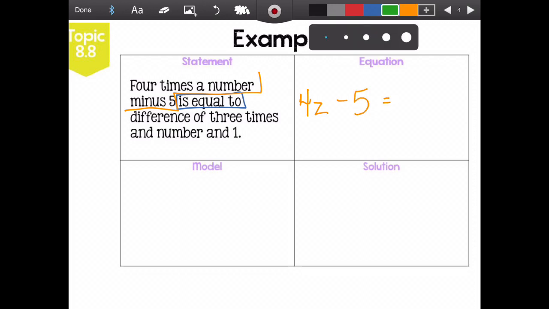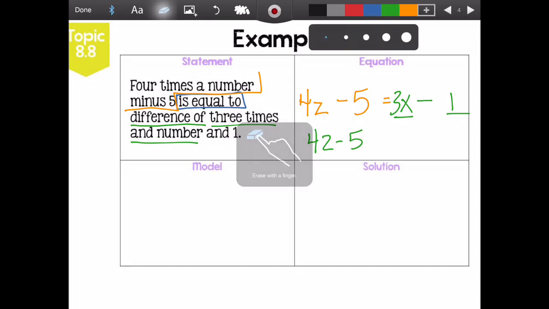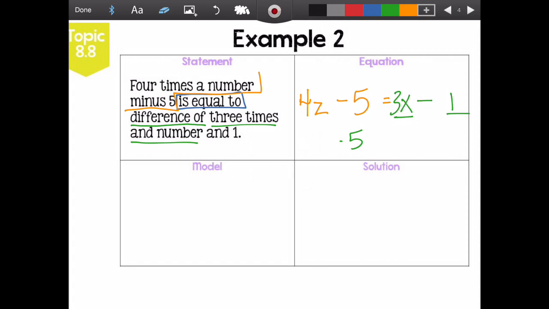and now I'm going to look on the right side, the difference. I know I'm going to be subtracting the difference of 3 times a number, so I know that's 3 times a number, and 1. All right, so my equation is 4z minus 5. Oh, you know what? I'm going to change this variable, guys, because I don't want it to get confused with a 2. So I'm going to put x here. So 4x minus 5 equals 3x minus 1. All right, and if we were to draw this, again, we could represent it with the tiles.